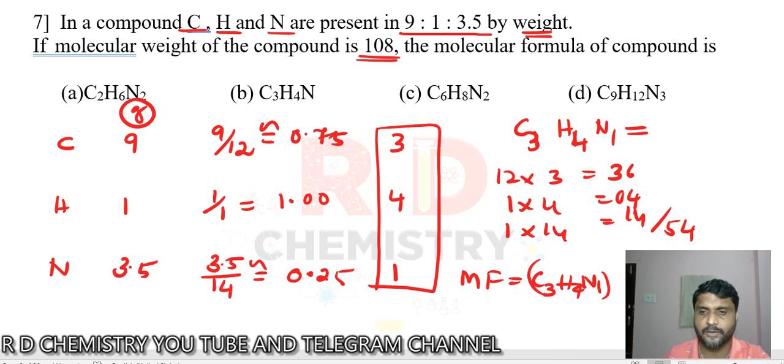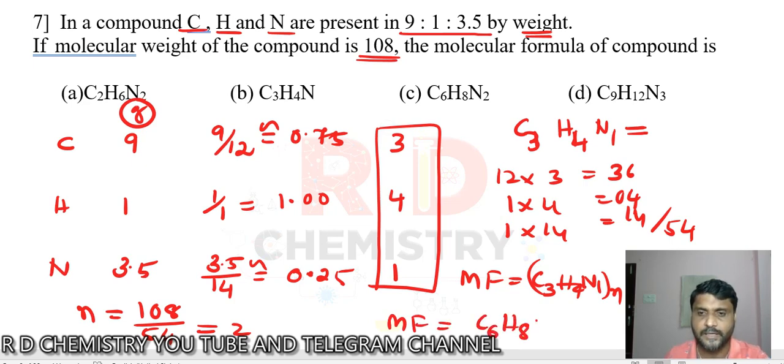The molecular formula should be the empirical formula C3H4N multiplied by n times. So n needs to be calculated. n is equal to the molar mass 108 divided by the empirical mass 54. This will be equal to 2. Therefore, the molecular formula is obtained by multiplying by 2: C6H8N2. Okay. So therefore the answer is option number C.